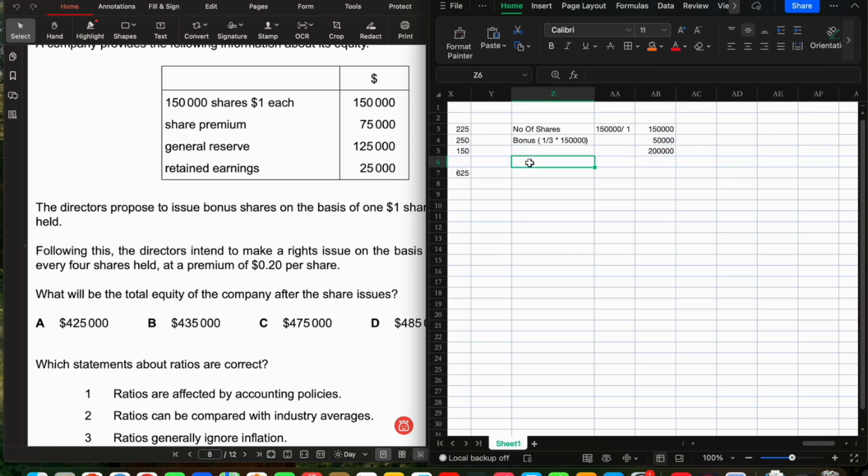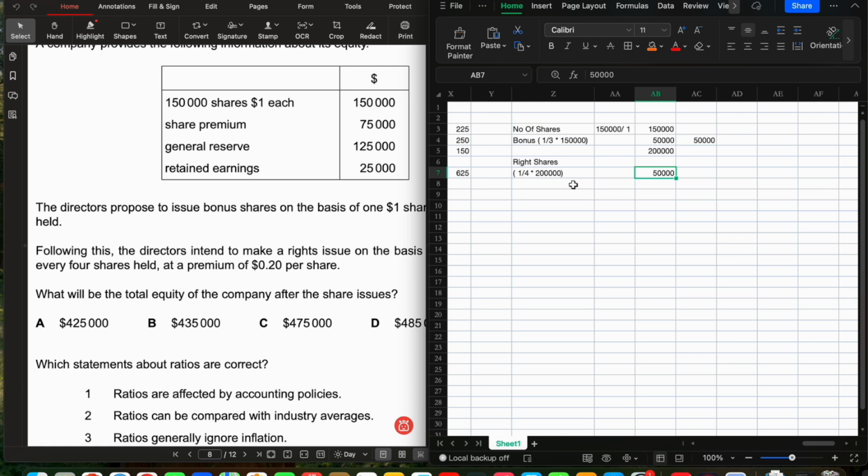Then comes the rights shares. The rights shares proportion is, we'll give you 1 share for every 4 held. Now after issuing the bonus shares, we have 200,000 shares. So if we multiply this by 1 divided by 4, we'll get another 50,000 shares. We need to multiply the value. Bonus shares are issued at $1 each, so the value of this is still 50,000.